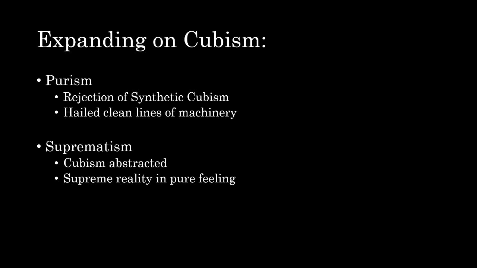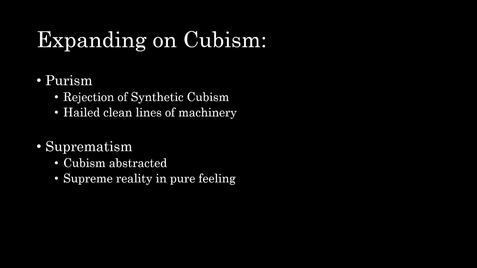And Corbusier felt that synthetic cubism had become too esoteric, which means kind of like out in left field or understandable by only a select group of people. And he also felt that it was decorative and out of touch with the machine age. And purists maintained that machinery's clean, functional lines and pure forms should direct artistic experimentation.